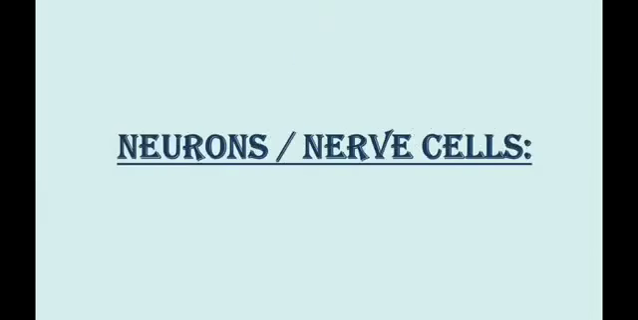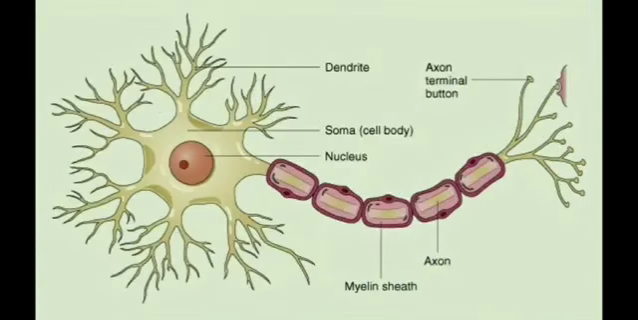Next part is neurons or nerve cells. These neurons or nerve cells are the structural and functional unit of the nervous system. You can see this structure. This is a multipolar neuron. You might have studied about this in standard 11th. Now again we will study about a neuron.